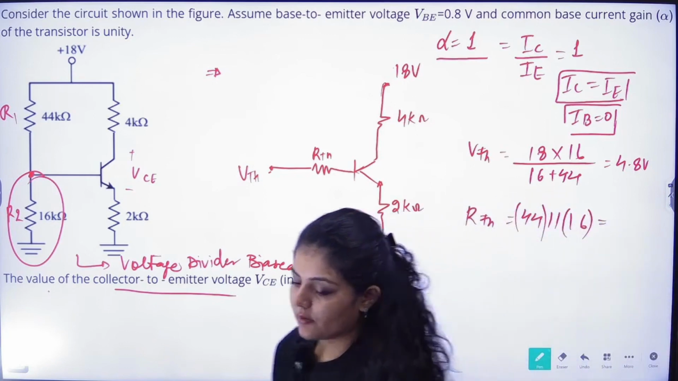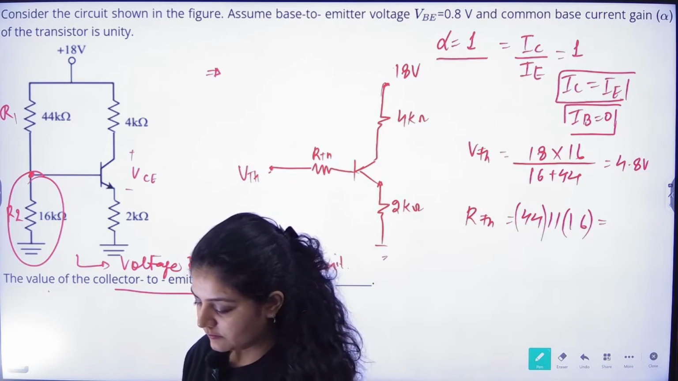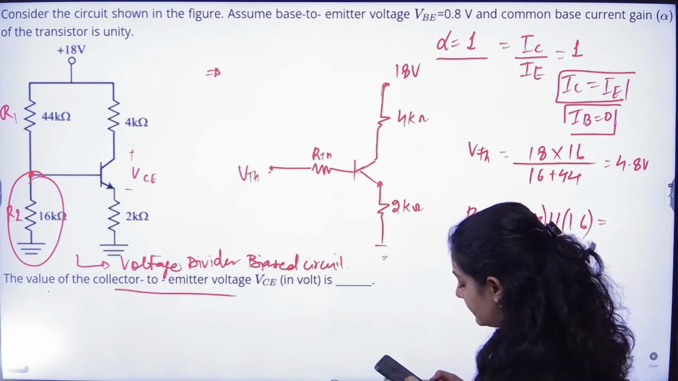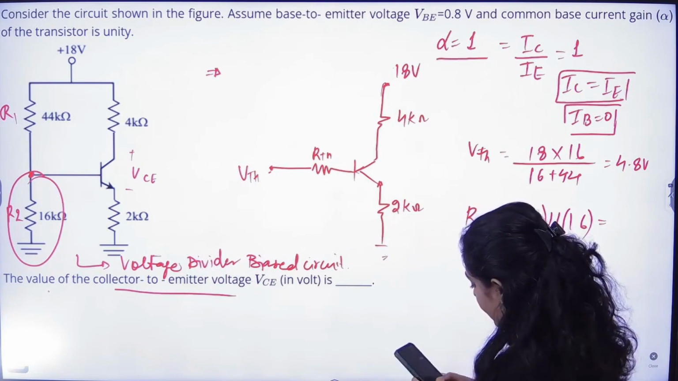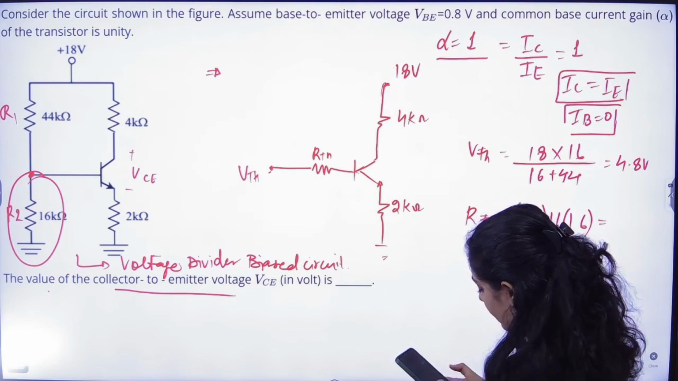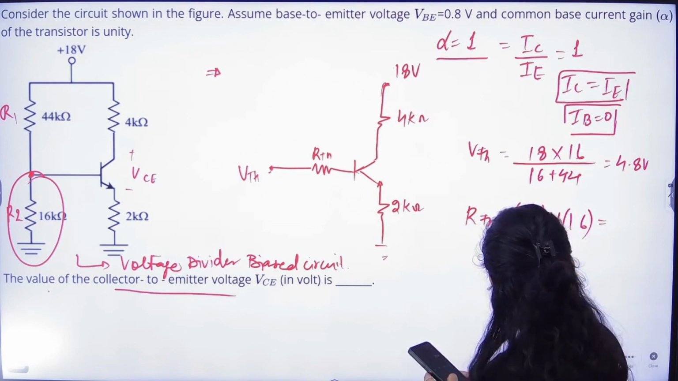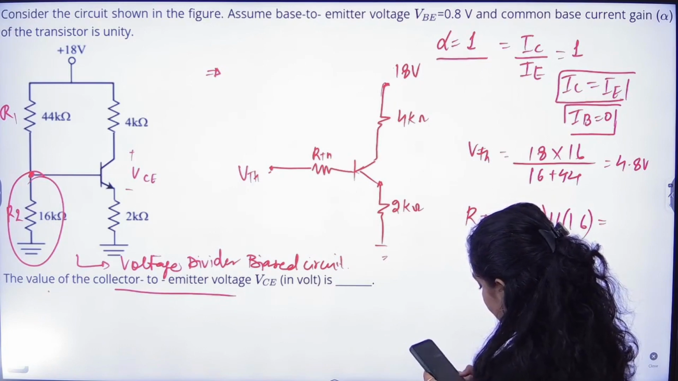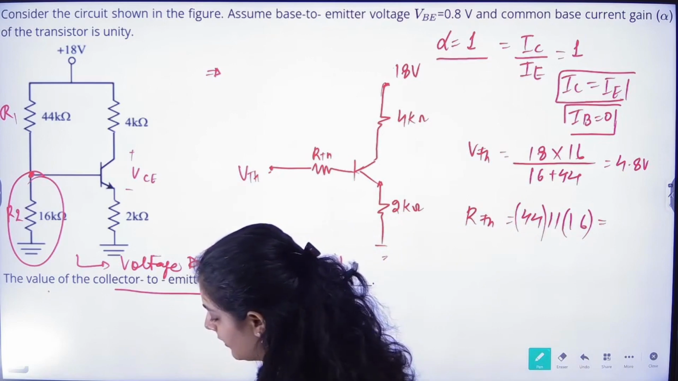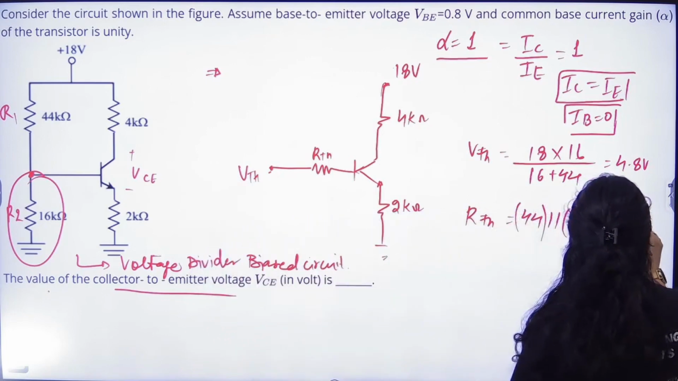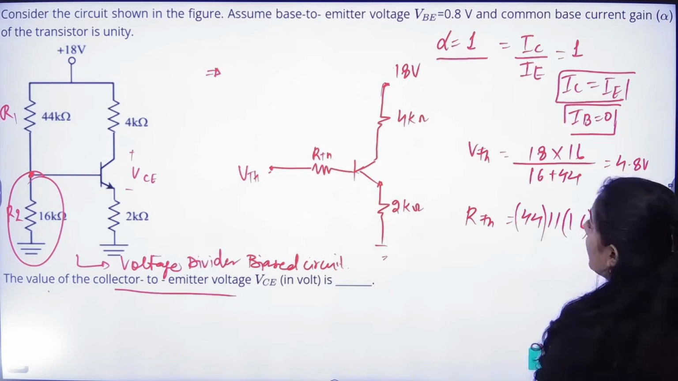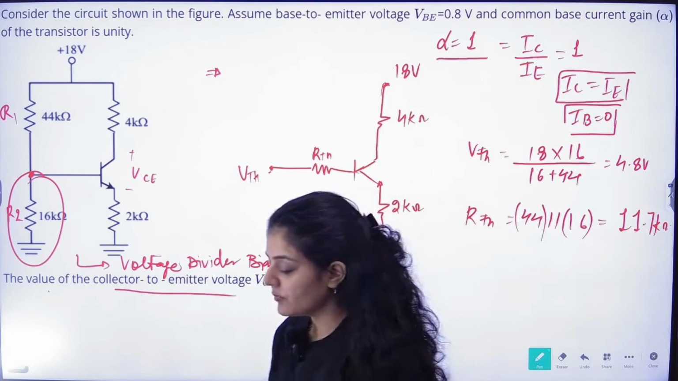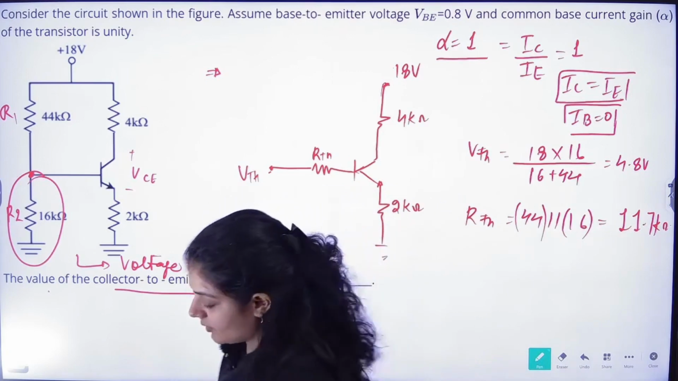let me calculate the value of RTH. So both are in parallel. So 11.7. Both are in kilo, right? So 11.7 kilo ohms will be the value of RTH, right?